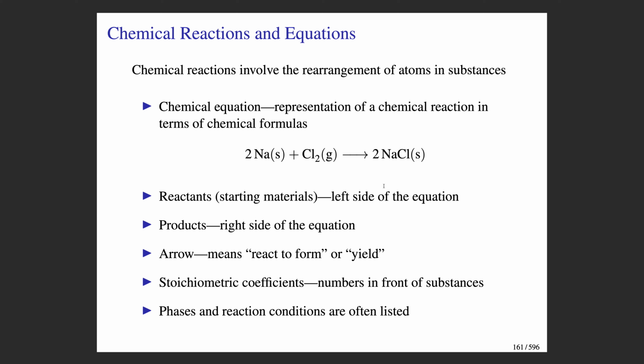Another part of the chemical equation are the numbers that you see in front. These are called the stoichiometric coefficients. Oftentimes you will see phases listed in chemical equations, and sometimes you'll see reaction conditions listed both above or below the arrow. So here's an example of the chemical equation.